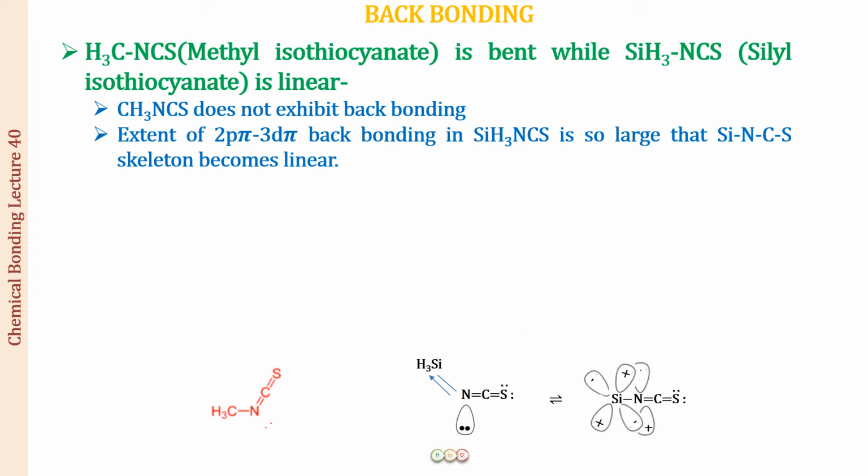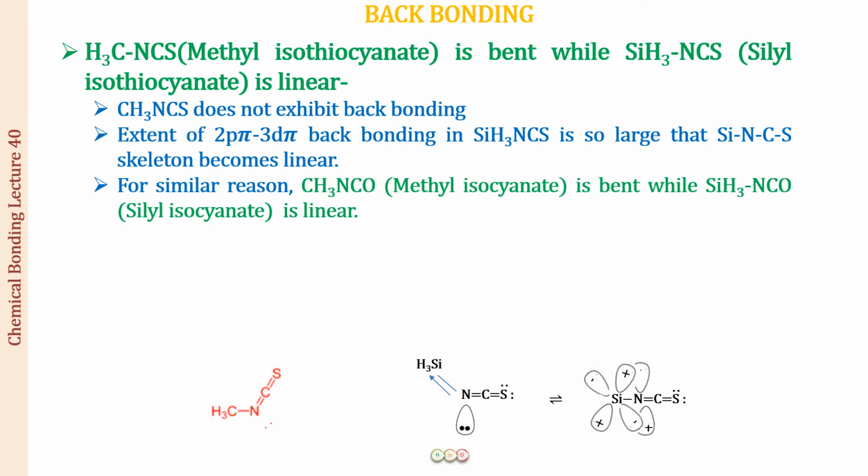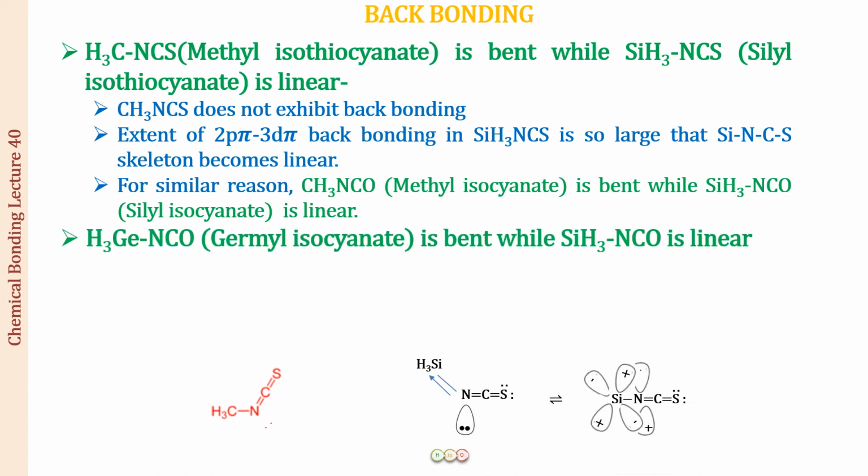Similar is the case if you are given a question where you have to compare the shapes of methyl isocyanate and silyl isocyanate, that is CH3NCO and SiH3NCO. The NCO group is the isocyanate group. Here also the answer is exactly the same. Methyl isocyanate is not going to show back bonding, whereas silyl isocyanate is going to show back bonding. Let us see one more application.